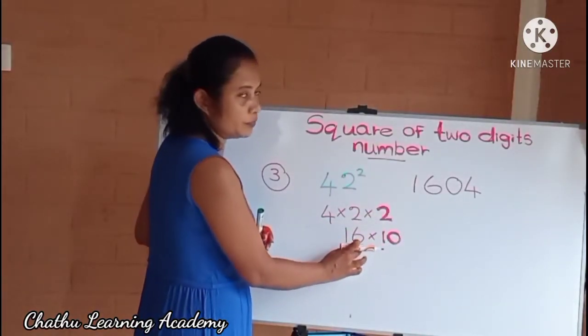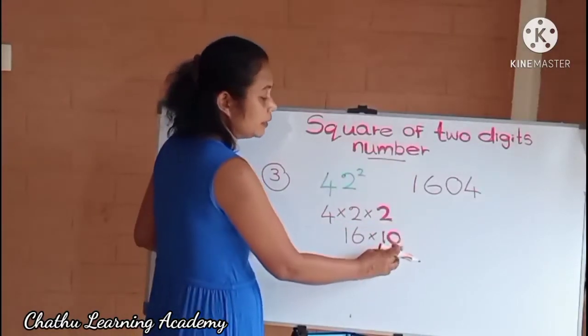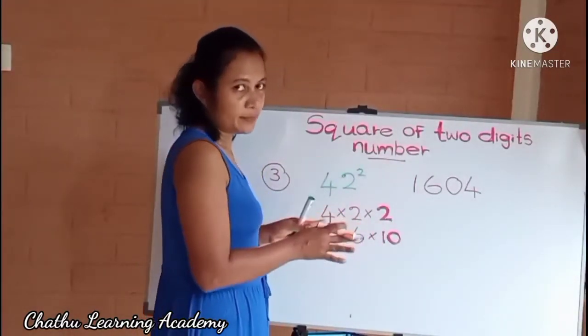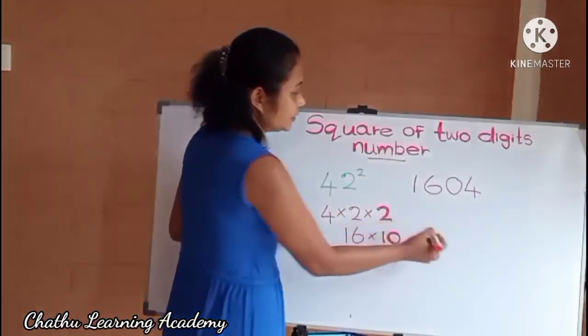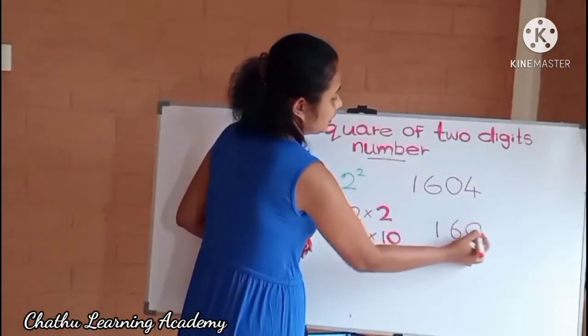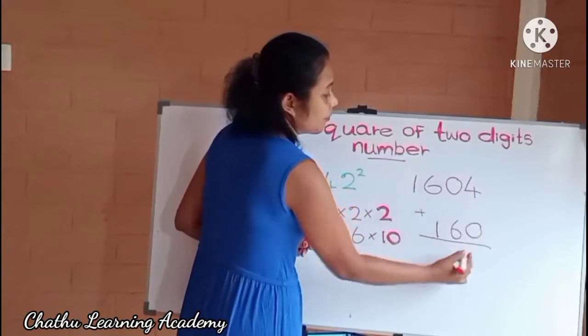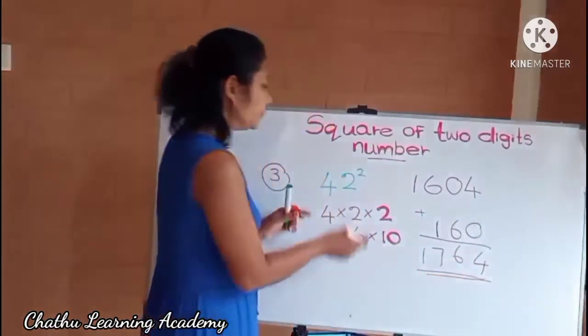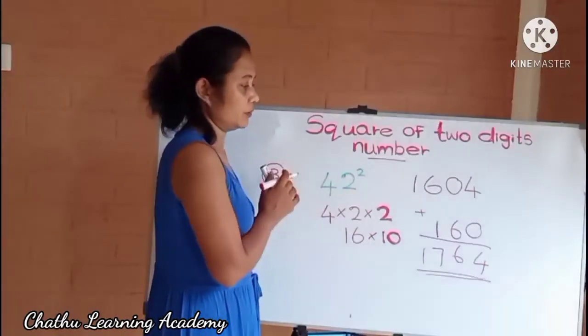Then this value we need to multiply by 10. Two numbers are constant values for this method. Then what's the answer here? 160. Then just add these two numbers together. This is the answer for the square of 42.